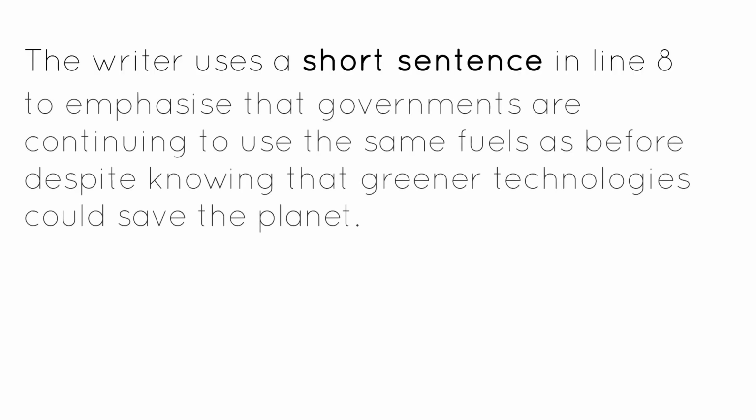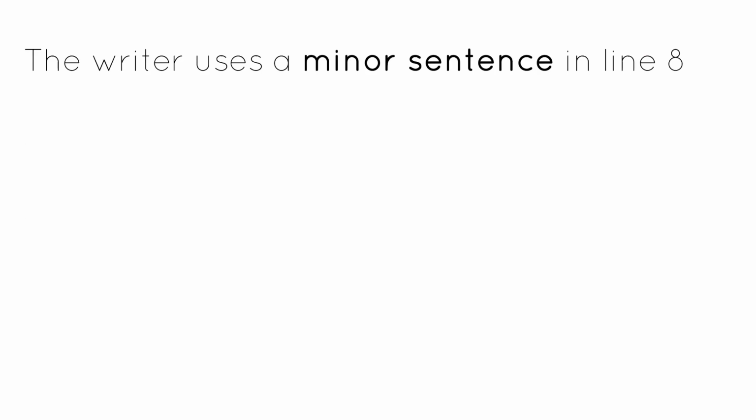Now, one thing to notice about that sentence we looked at, more fossil fuels, is it's not just a short sentence. It's a particular type of short sentence. And I want to show you this. Watch how it changed this now. The writer uses a minor sentence in line 8. Now, this is technically more correct. So it's still a short sentence, but it's a particular type of short sentence called a minor sentence.